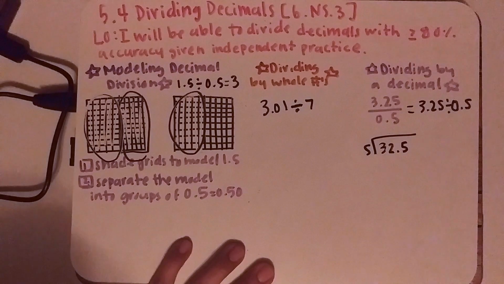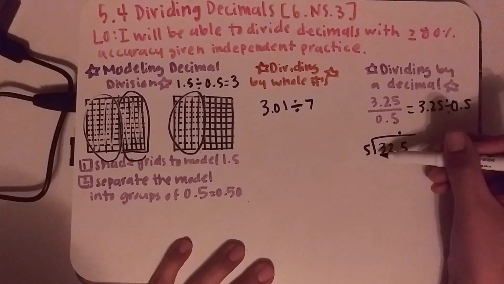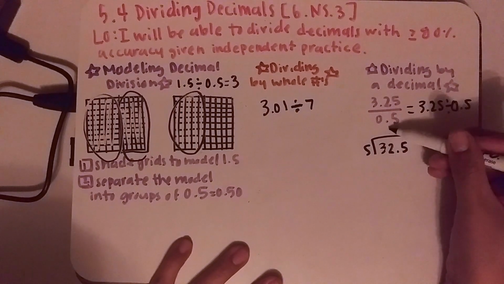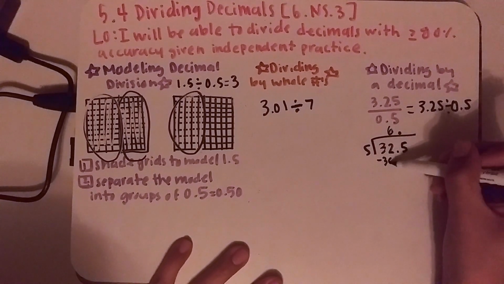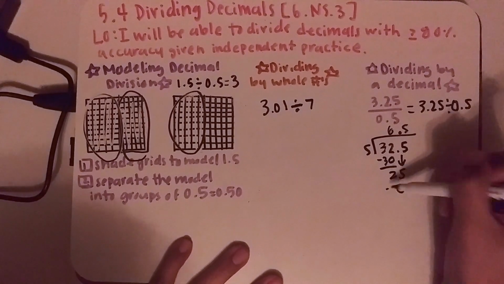this, okay? So now what I'm going to do, first remember, bring up my decimal, and then I take the 3, 5 doesn't go into 3, so I'm going to go to the next one, so that's 32, so that's 6 times, so that's 30, have 2, bring down the 5, and that's 5, and I'm done. Okay? Oopsies.